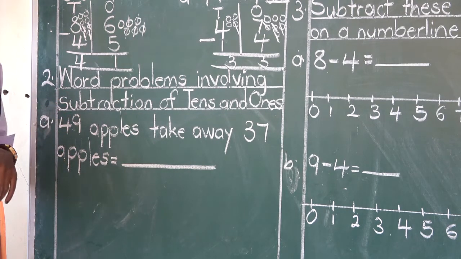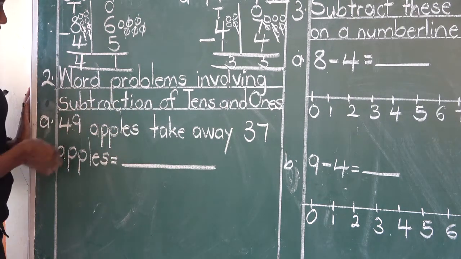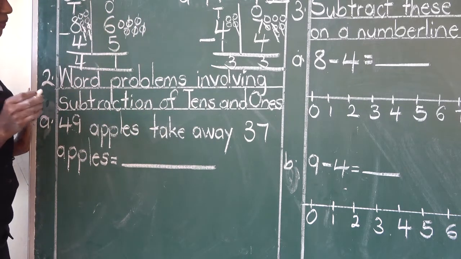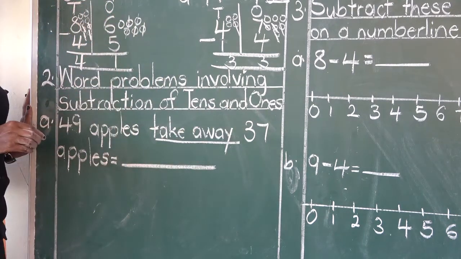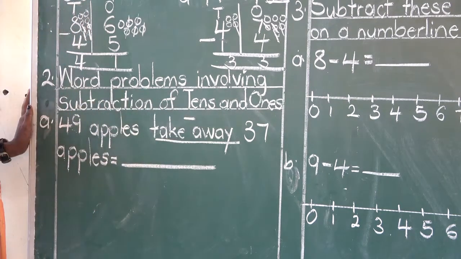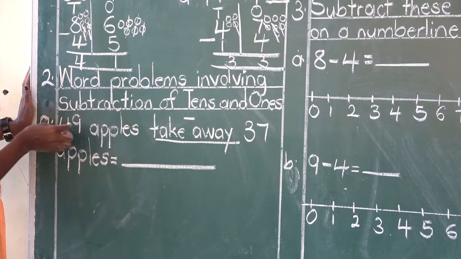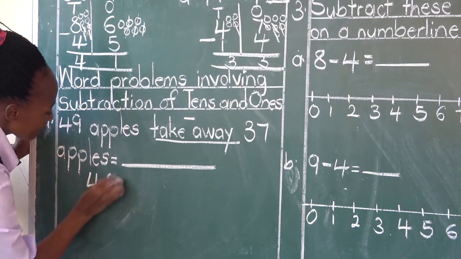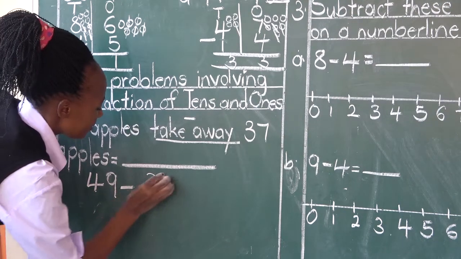Now, we are going to first look for our keyword. When you look at this, what is the keyword? 49 apples. Take away 37 apples. Okay, our keyword is take away. And what does it mean? That is the symbol. Take away, you can say minus, subtract, and this is the symbol. Now we are going to get 49, take away 37. Let's first write them horizontally: 49, take away 37.